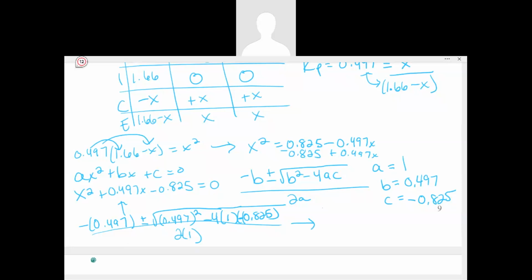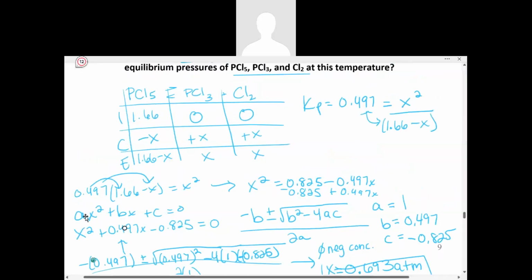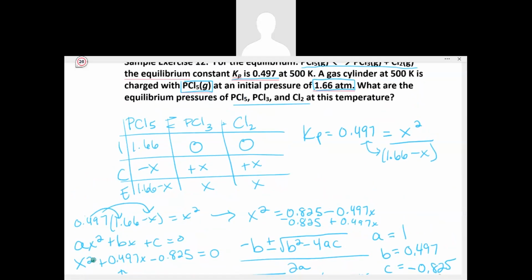After you plug in all these values, you're going to get two answers. We can't have any negative concentrations, but you are also going to get an x value that's positive, and that's going to be 0.693 atmospheres. So this would be our equilibrium pressure for two of our products. The pressure of PCl3 equals the pressure of Cl2, and those are equal to 0.693.